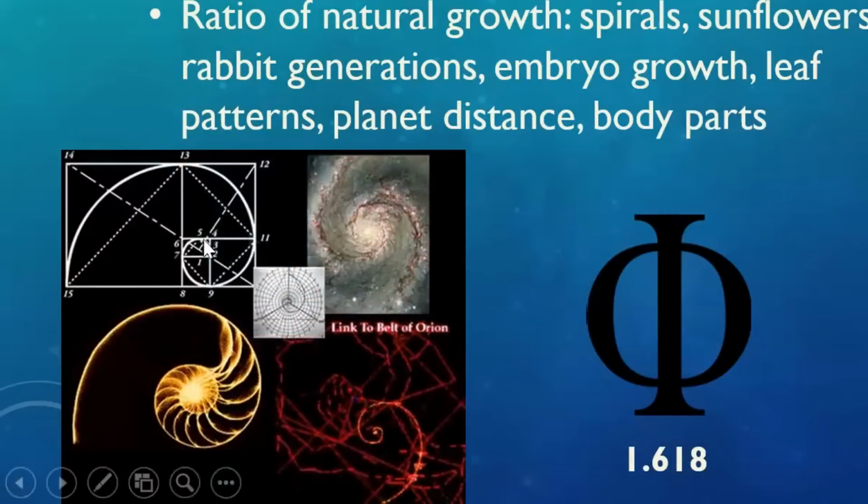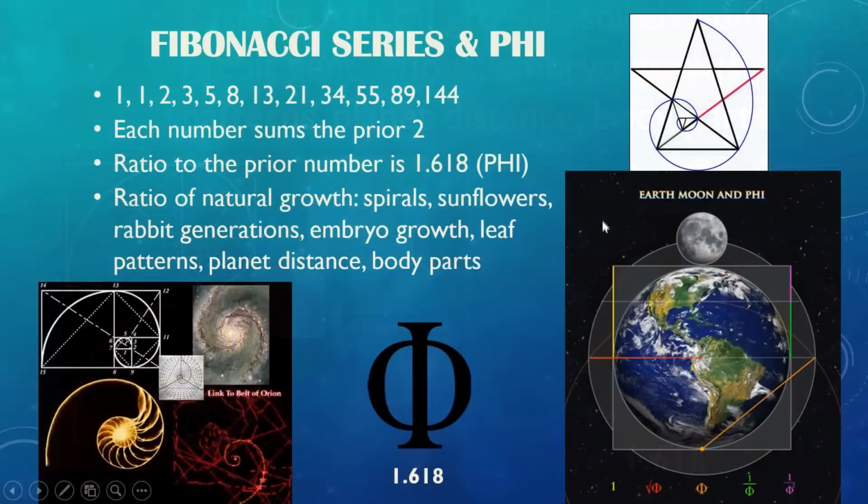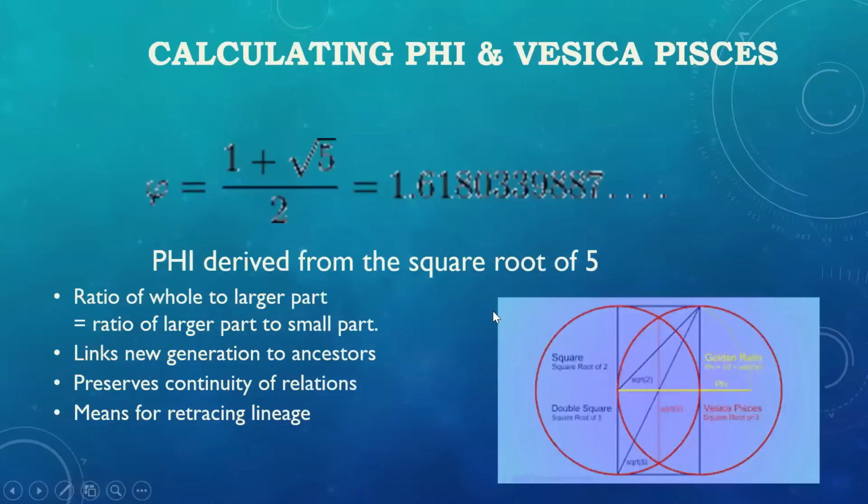So here are some images depicting the growth and the spiral, again, this 2/3. And within the planetary relationship of Earth to the moon is this 1.61 ratio depicted here. The ratio 1.61 is also known through a formula, which is 1 plus the square root of 5, divided by 2. And the way we find that is in this intersection with the Vesica Pisces.